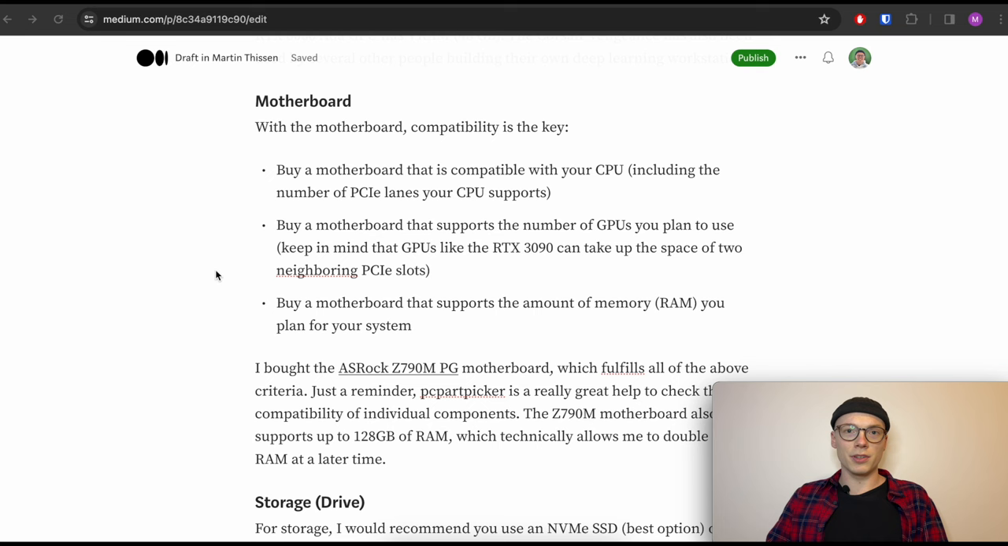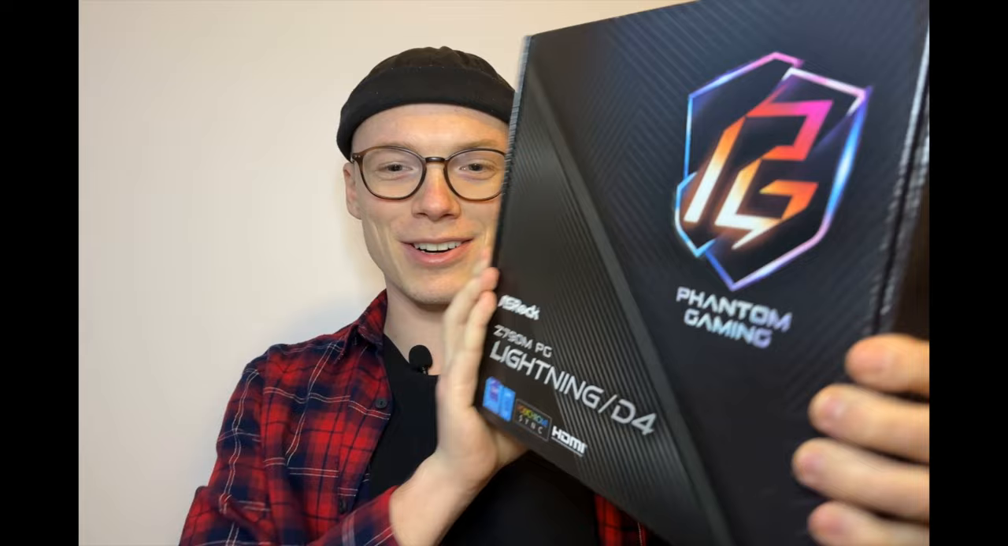Yeah, and I actually bought this ASRock Z790. How can I show it to you guys? It's actually a new practice for me to show articles in my videos. So I bought this ASRock Z790M Phantom Gaming Lightning motherboard. Not much to say about it. It's just compatible with the CPU, with the GPU, also with the NVMe Express memory and with the RAM. I bought 64 gigabytes of RAM and still have two empty slots, so I could add up to 128 gigabytes of RAM if I wanted. And that's basically all I have to say about this motherboard.